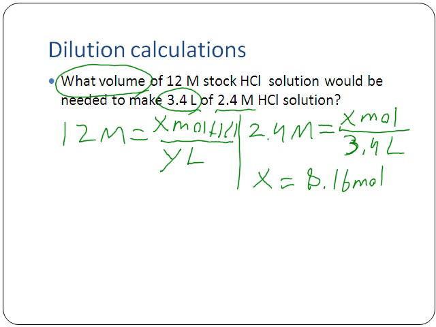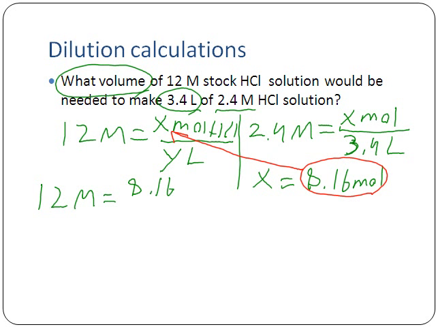But now that I know that this is 8.16 moles, I can take my X and plug it back up into this equation right here. And so now, rewriting this, I now have that my 12 molar solution is equal not to X over Y, but equal to 8.16 moles over Y liters. This one's now solvable. Multiply Y up on both sides. I get 12Y equals just 8.16, because the Y's cancel on the right side.